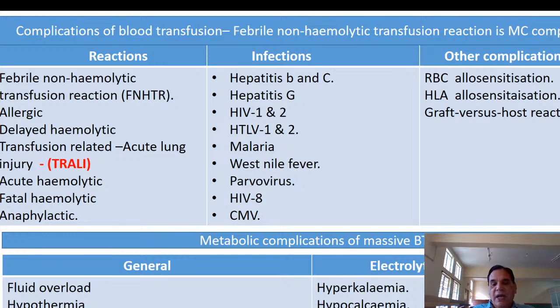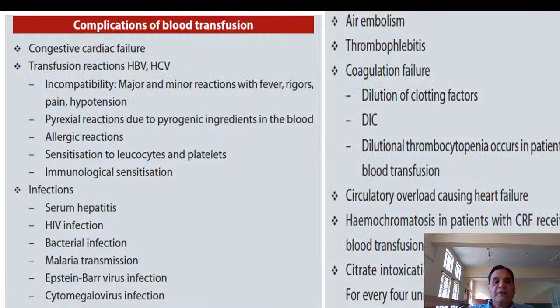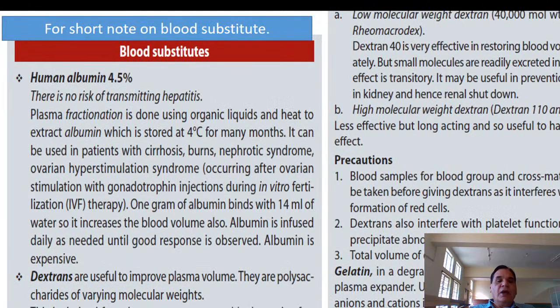Electrolyte imbalance like hyperkalemia, hypocalcemia, hypomagnesemia, metabolic alkalosis. Metabolic alkalosis is common after massive BT, not metabolic acidosis. This is for MCQ. Metabolic alkalosis is most common after massive blood transfusion. So these are again complications we have repeated. You can go through this whenever you get time.